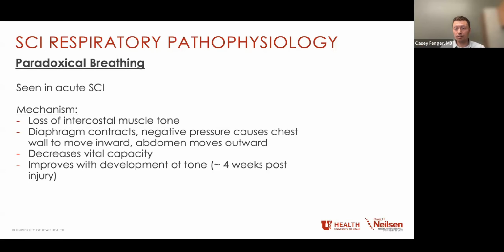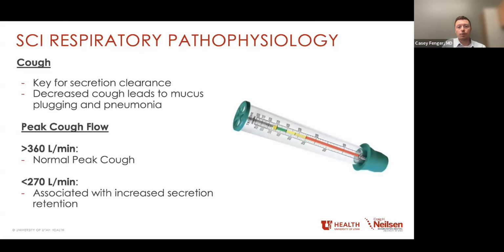Interestingly, this starts to improve about 4 weeks post-injury. And this is because this is when we see tone develop after a spinal cord injury. We're outside of the spinal shock phase. We get this tone that develops, and this is a big reason why we start to see improvement in respiratory function when patients come to rehab. So another part of this process is the cough.